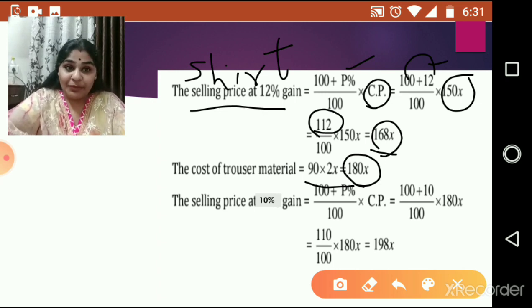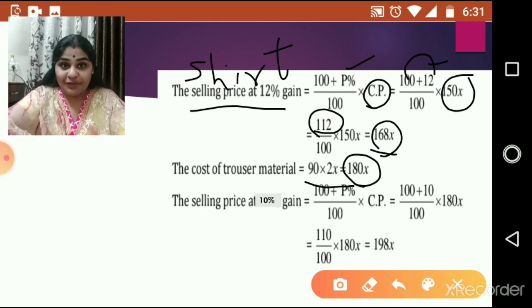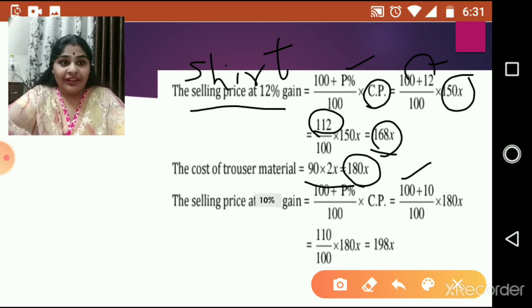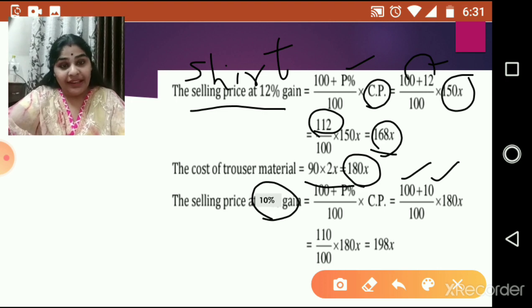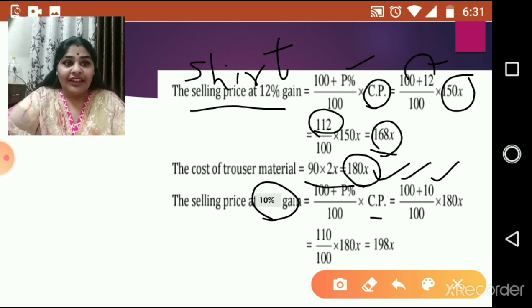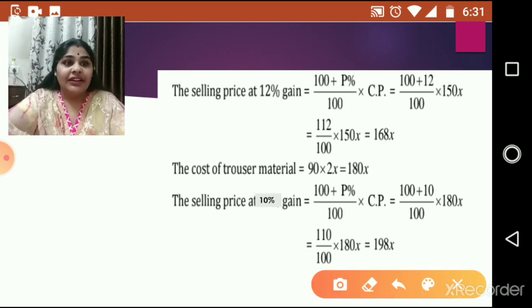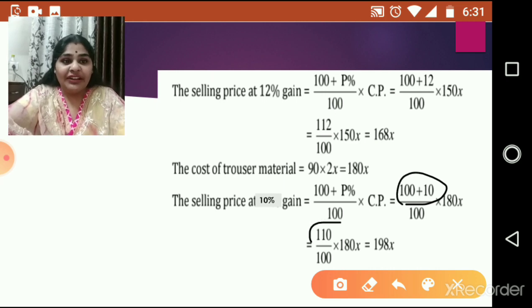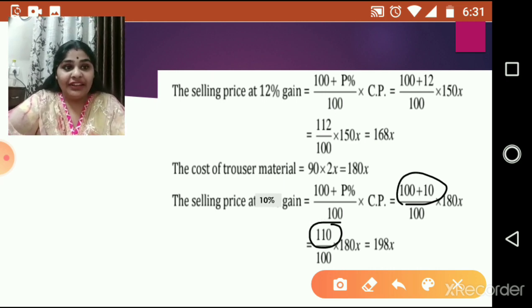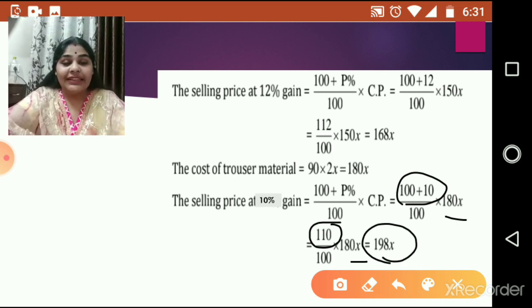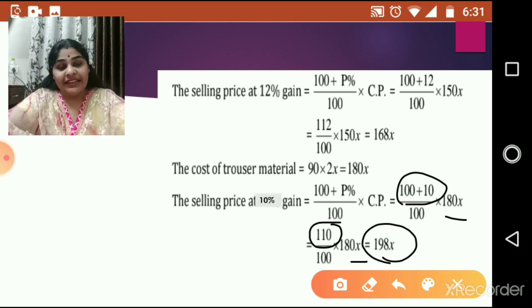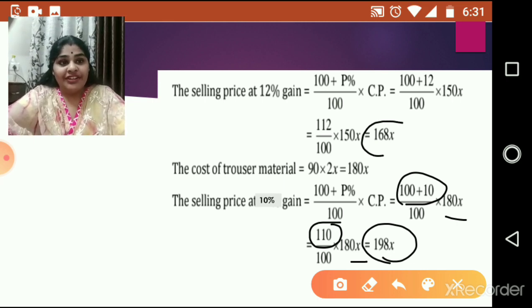So selling price at 10% gain will be equal to 100 plus profit percent upon 100 into CP. That is 100 plus profit percent, given 10, whole divided by 100 multiplied by CP. How much we got here? 180x. Now after solving, children, you can see here 100 plus 10 will be in the numerator 110 whole divided by 100 multiplied by 180x. After solving this, you will get 198x.